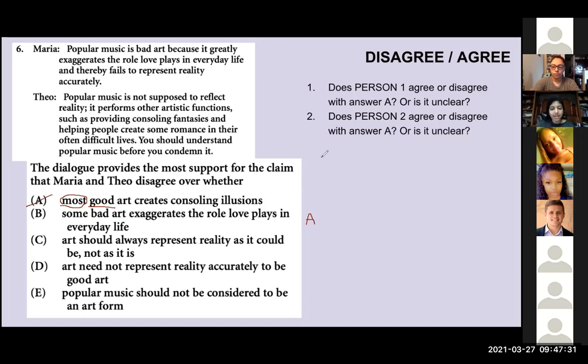Okay, and then here we can write Maria. We don't know how she feels about A. Okay, she agrees with B. What about C? Art should always represent reality as it could be, not as it is.